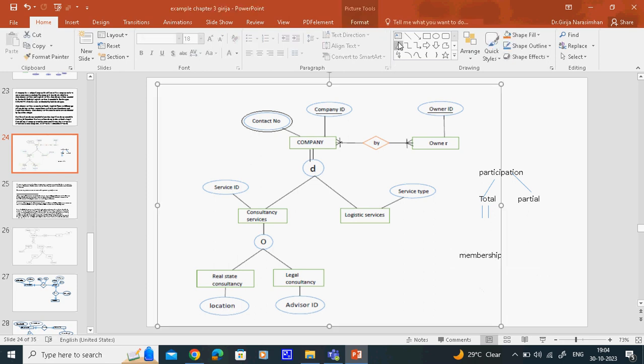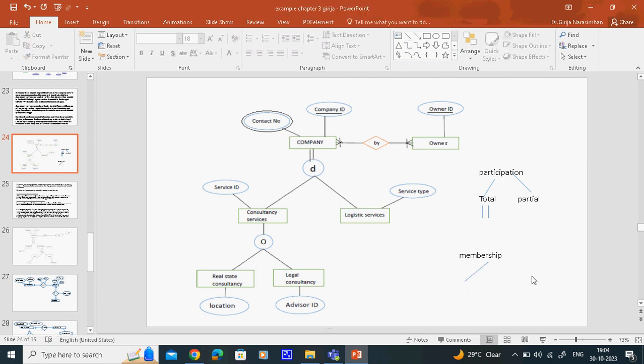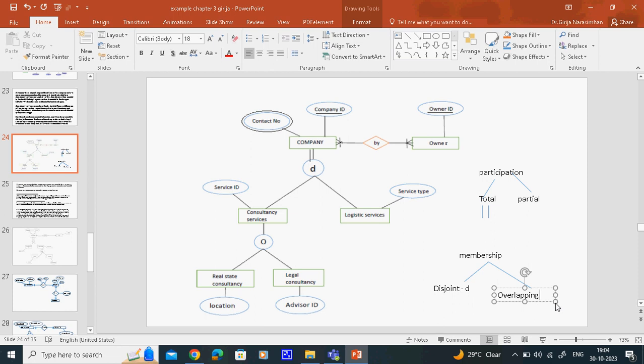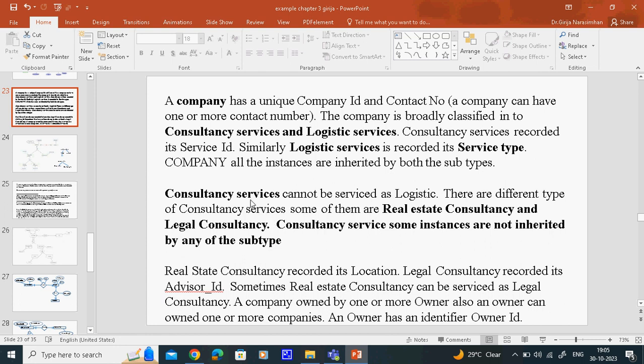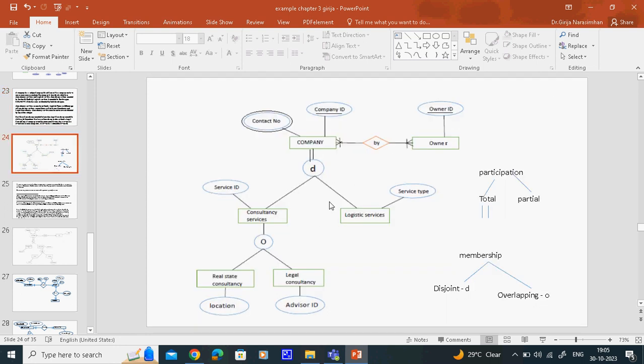Membership is of two kinds. One is called disjoint, and another one is called overlap. Disjoint is completely two different entity types. That is called disjoint, represented by a lowercase d. The next one is called overlapping. Overlapping we always mention by o, a small o. So how can we identify? Consultancy service cannot be a service as logistic. They are different. So that's why it is D here.